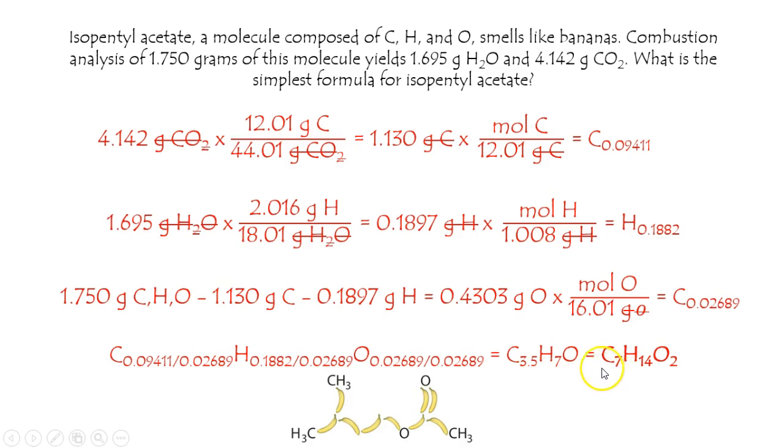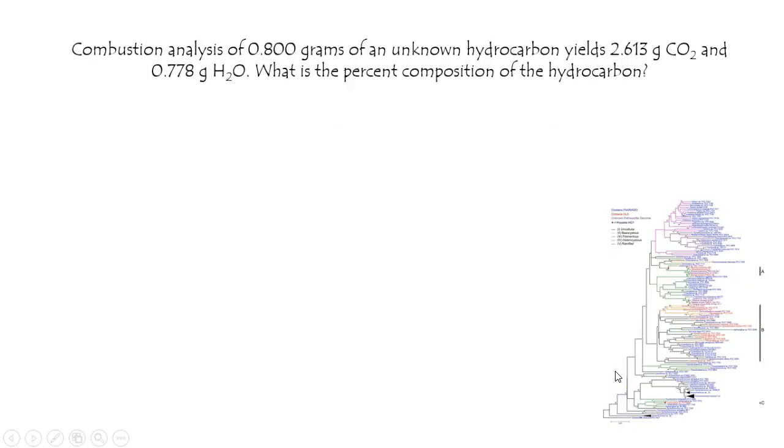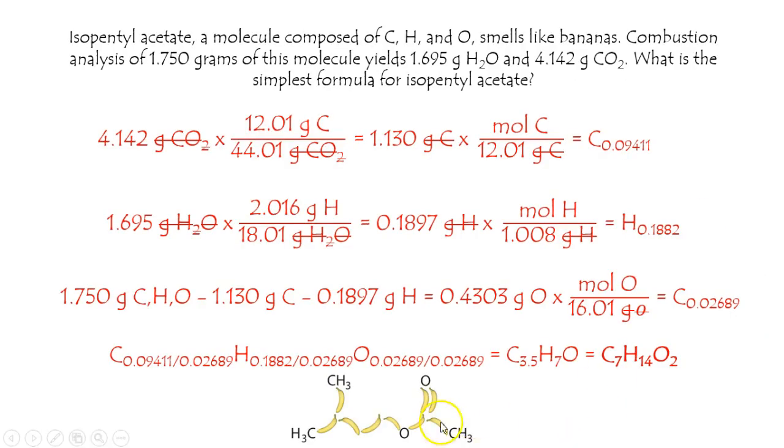And the empirical formula for isopentyl acetate is C7H14O2. I believe it's also its molecular formula because there it is there. 1, 2, 3, 4, 5, 6, 7 carbons, for example, with these silly banana bonds. Okay, that is the empirical formula of isopentyl acetate.